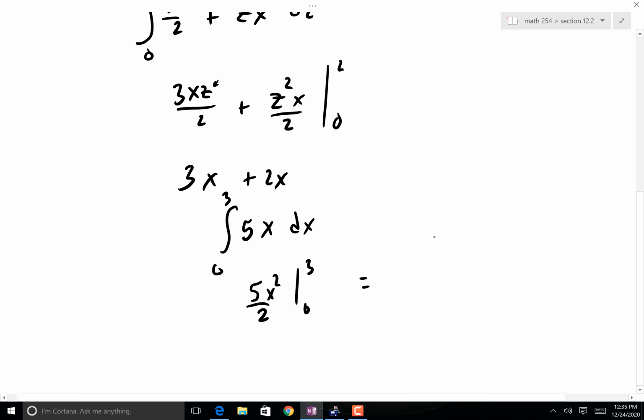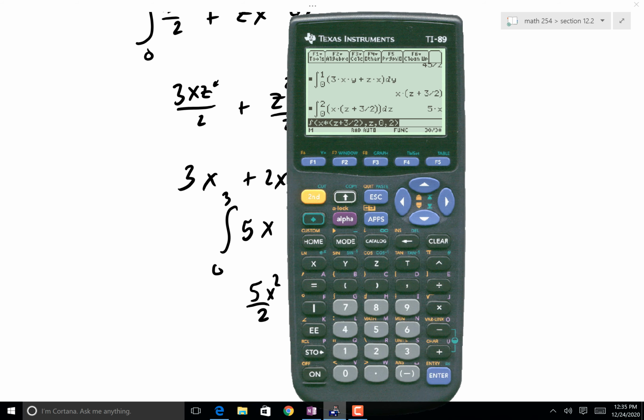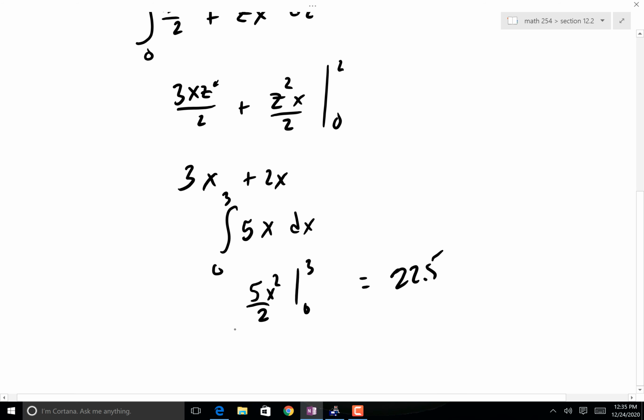So that's 45 divided by 2. 45 divided by 2 is 22.5. Is that right? Feels right to me. That's what Betsy agreed to. Yes, 45 divided by 2.